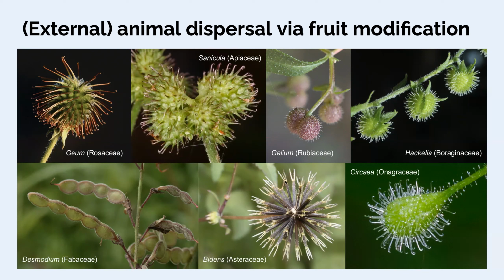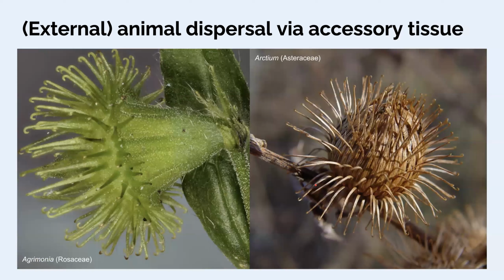So a lot of times fruit modified into a long stiff portion is modification of the style. In other cases, these are modifications of hairs. So these are more like surface hairs in Apiaceae, surface hairs in Onagraceae, surface hairs in this Galium, surface hairs in Hackelia. Maybe a little more common than we have modified style here. And then this is, I guess also, I'm not sure which part on the Bidens there. Accessory tissue as well can be modified into these stiff hooked hairs.